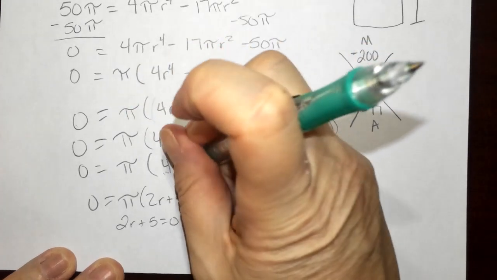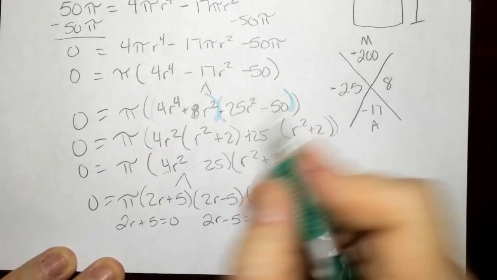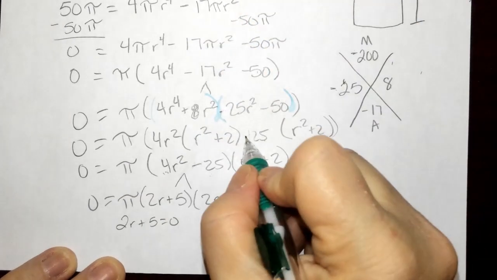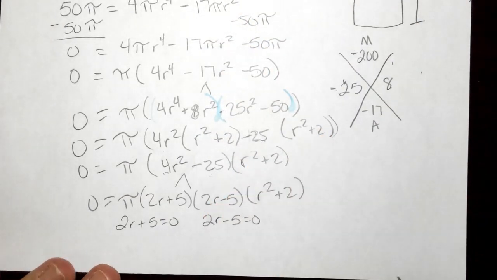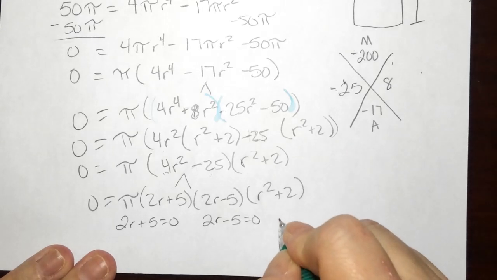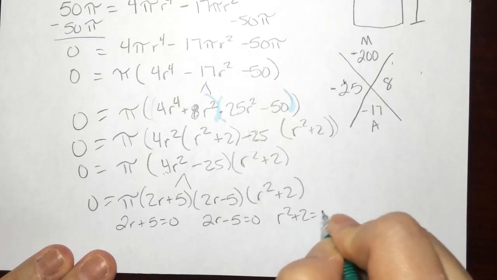And, oh, I was wondering why I was throwing myself off. This was a minus. Remember, we were supposed to take out a minus here. That's why I'm messing myself up. I'm so sorry if you caught that. Great job. All right, so then we have r squared plus 2 equals 0.